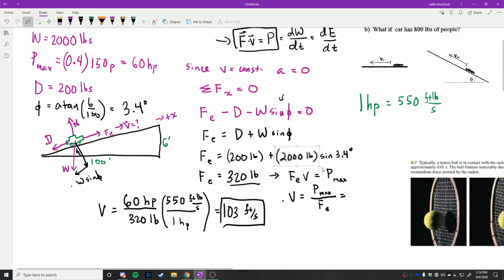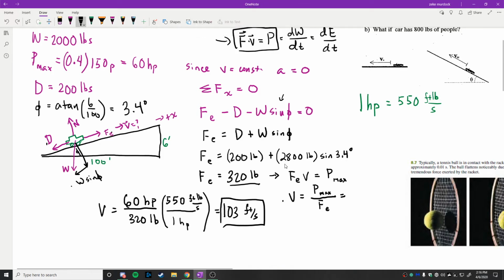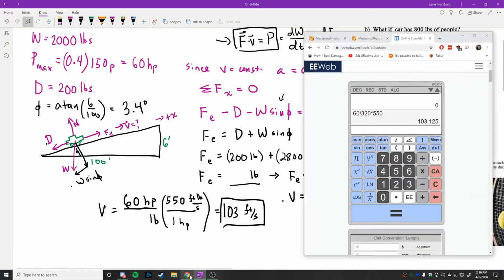What about this one? What about this 2,000 pounds? Should this change? What should it be? Yeah, so we just replace that digit right there with an 8. So if we go 2,800 pounds, then this number is obviously going to change. And then we just need to change this one here too, right? So we put in 2,800 into that equation.